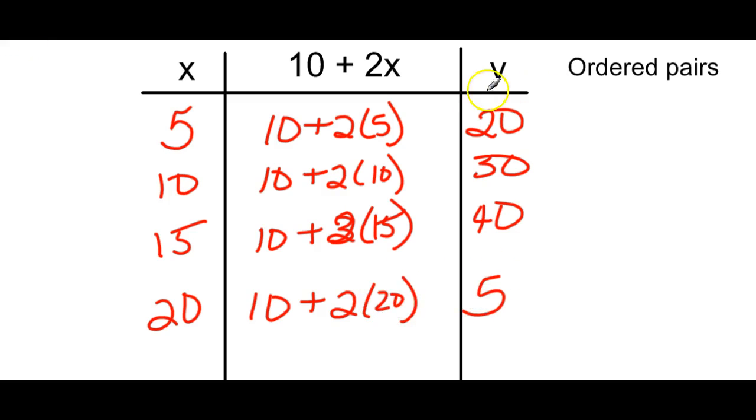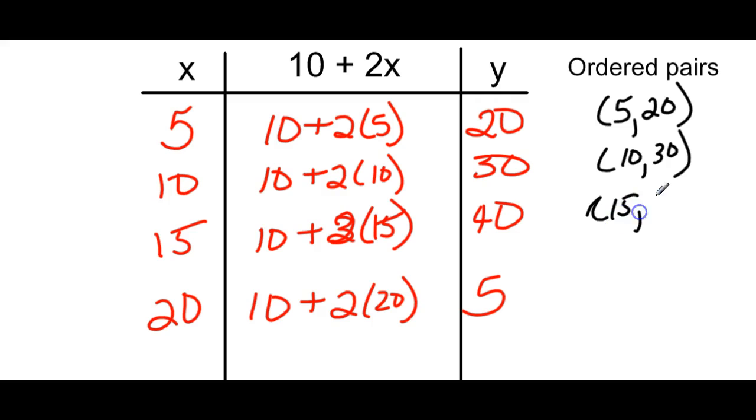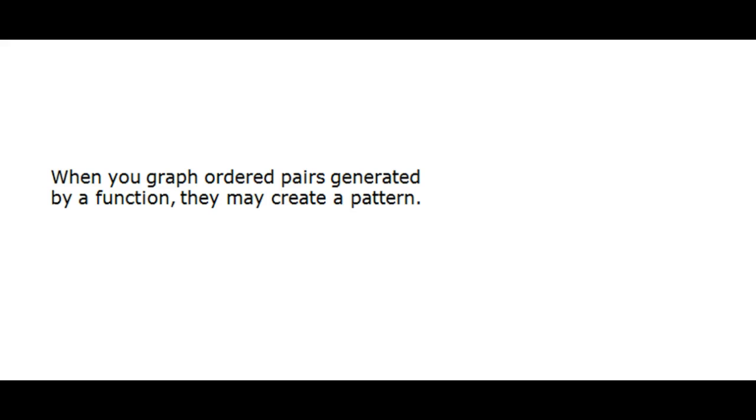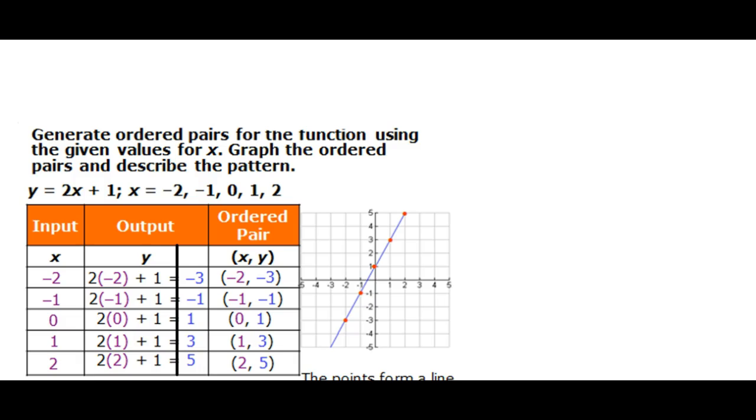Alright. These represent ordered pairs. The ordered pairs here would be: put in a 5, get a 20. Put in a 10, get a 30. Put in a 15, get a 40. Put in a 20, get a 50. That was supposed to be a 50, not a 5. Okay? When you graph these ordered pairs of the function, you should get some kind of pattern. And that's what we're going to be looking for now, are patterns.